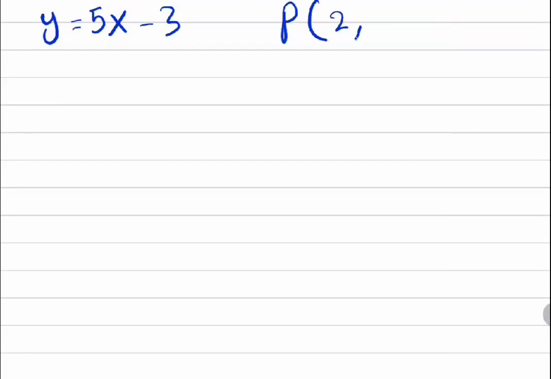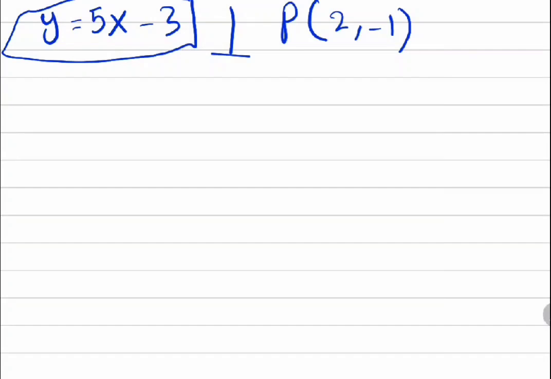Now, try this one. Let's say y is equal to 5x minus 3, and we have the point (2, negative 1). So here are the instructions. You want to write the equation of the line that is perpendicular to y equals 5x minus 3, but passes through the point (2, negative 1). What do you need to do?